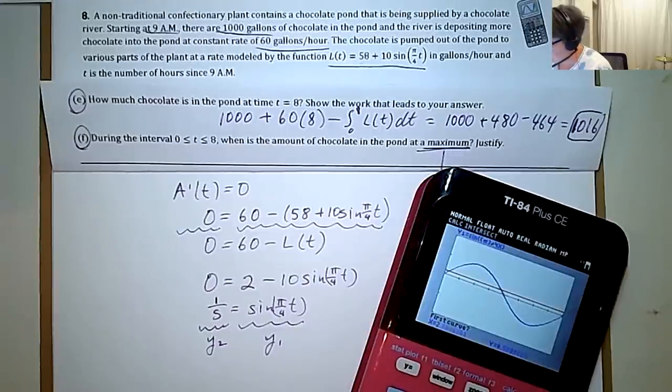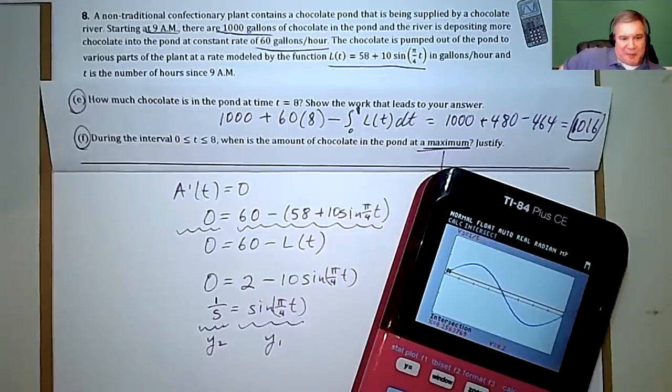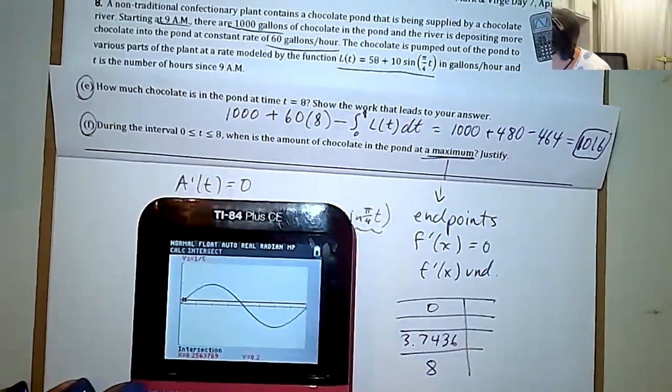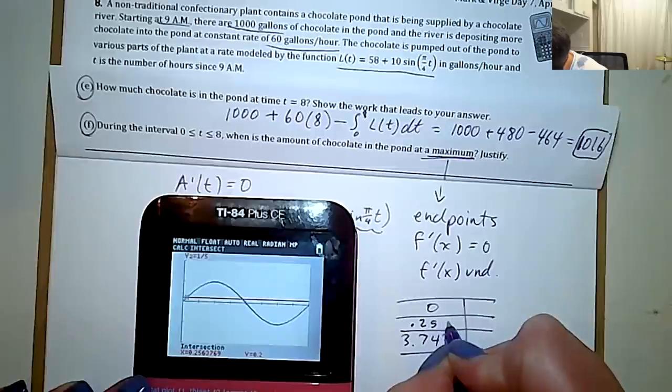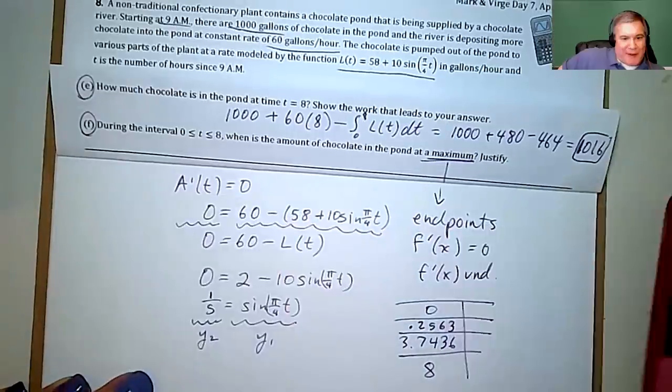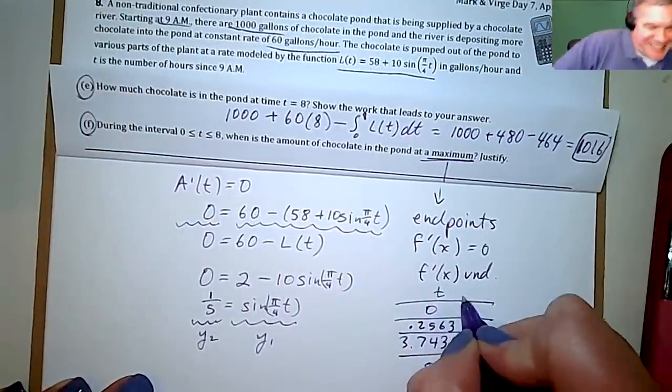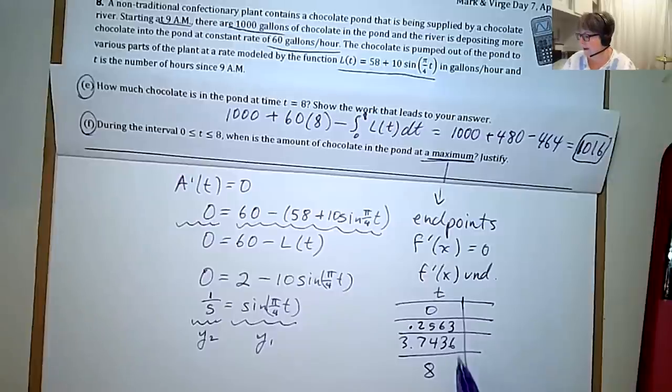I'll just type it in. Usually I type 0.2 or whatever. What's that? You can type the jump on the graph. You could have just typed 0.2 instead. Oh, okay. That's good to know. So 0.2563. I usually remember when I'm halfway there. All right, so here's my candidates, my endpoints and my two places where 60 minus L of T equaled 0.